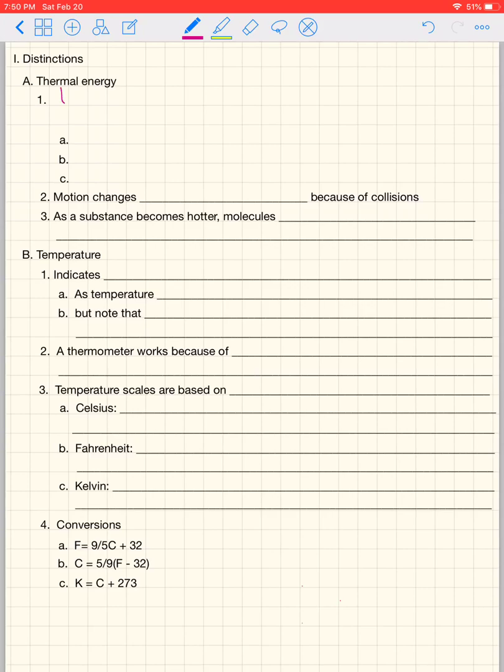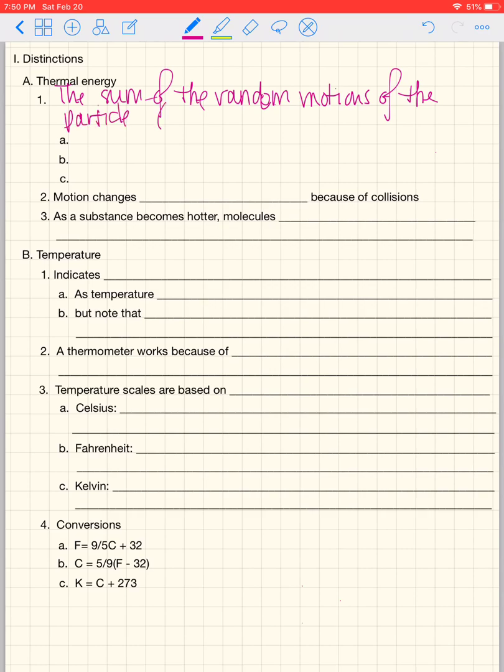Thermal energy is the sum of the random motion. You already knew this from the last chapter. I'm just repeating it for you. The random motions of the particles. And by particles, I mean subatomic particles, or atomic particles like atoms, molecules, formula units, ions. And by the sum of the random motion, I actually mean the sum of the kinetic energies.